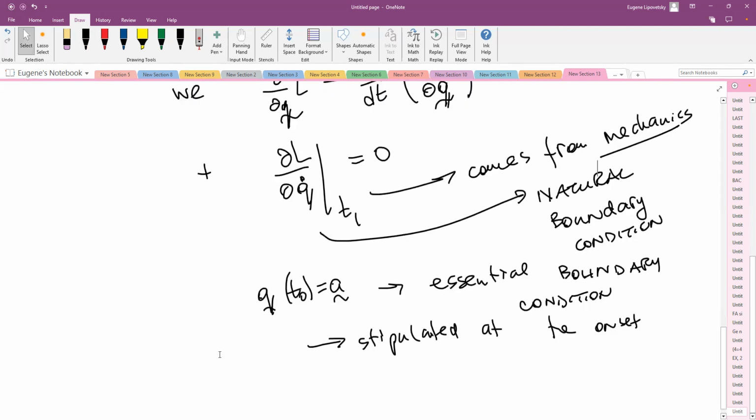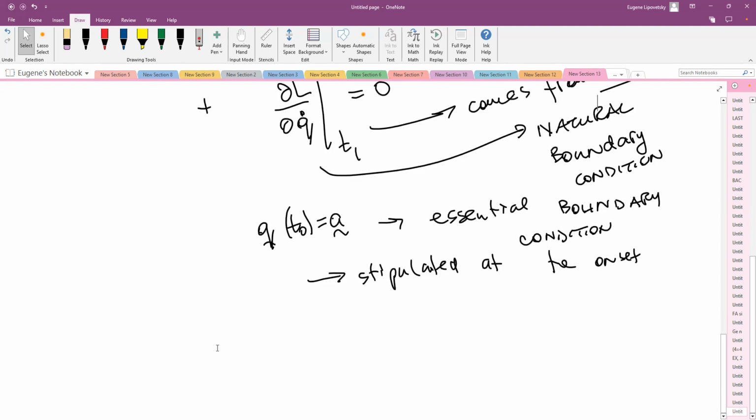Let's look at an example. I think, can you make an example there?